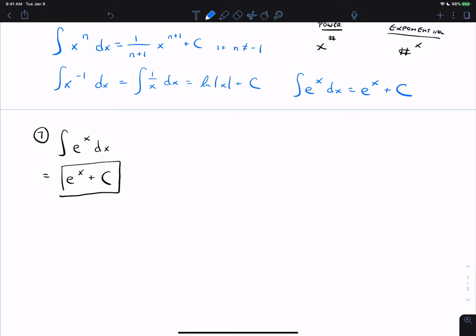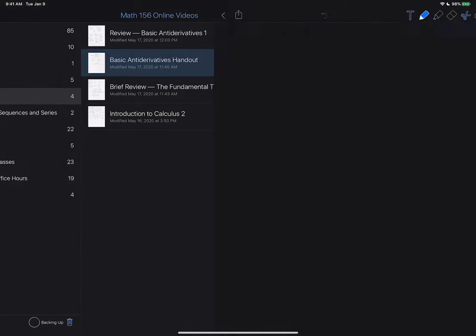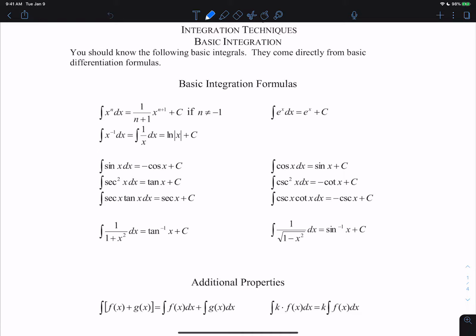Okay, at this point I want to look at a formula sheet. The formula sheet that you've got is in the shared folder under Unit 1, and it has the basic integration formulas, so the basic antiderivatives. If you look at the top, we've got the 3 rules that we just did: x to the n dx, x to the negative 1 dx, which is the same as 1 over x dx, and then e to the x dx. Those are the only 3 I want to get through on this video.